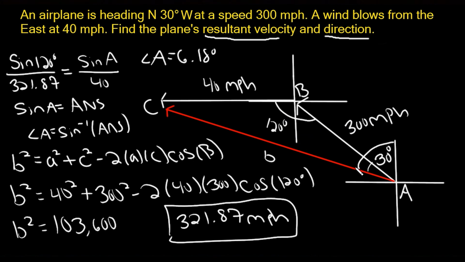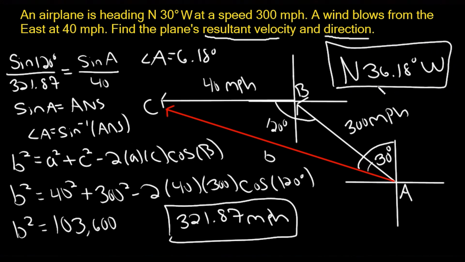Now again, that is angle A. We want this entire angle here. So I have to take 30 degrees and add it to that angle A that we just found. And so I'm going to say here north, and then 36.18 degrees, and then west, right? That is my direction. Okay, so there we go. All right. Why don't we go ahead and try another example?